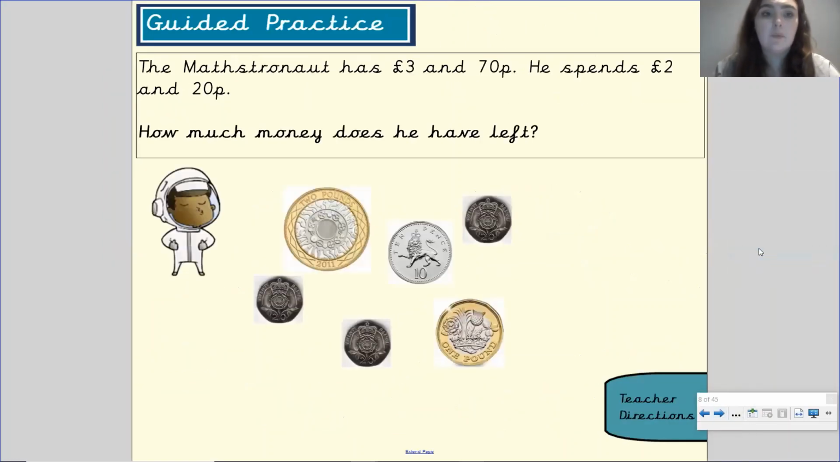Okay, so here we've got a mathstronaut and he's got £3 and 70 pence. Now he spends £2 and 20 pence. So how much money does he have left? Now there are two ways that we could work this out. So what I'd like for you to do is have a look at what's on the board and I want you to try and work out how much money he has left, and then I'll show you the two ways that you could have used. Pause the video to have a go.